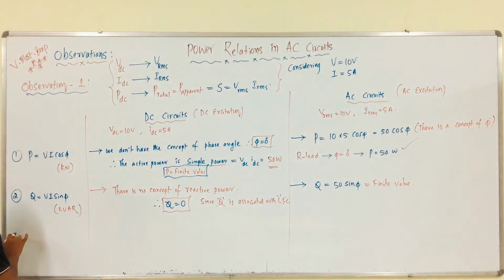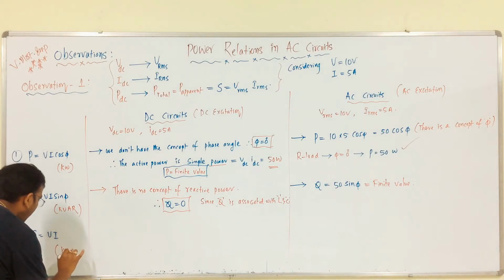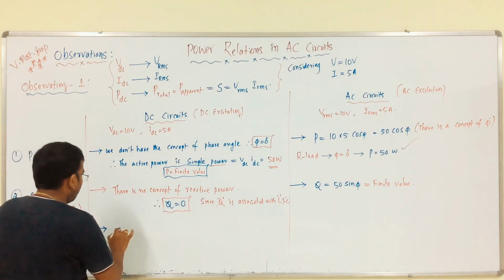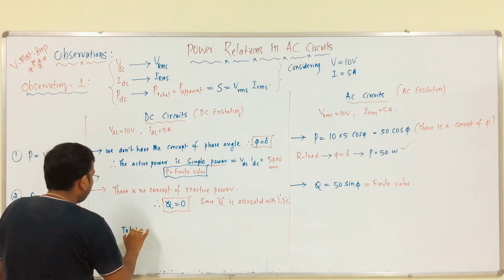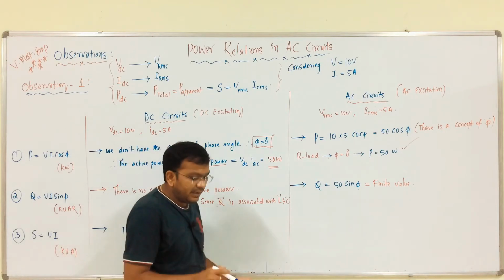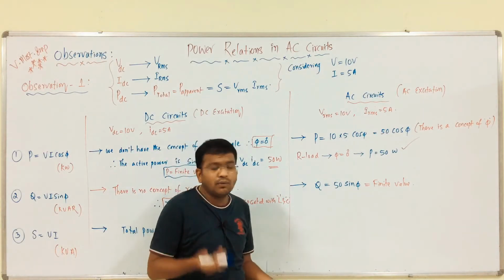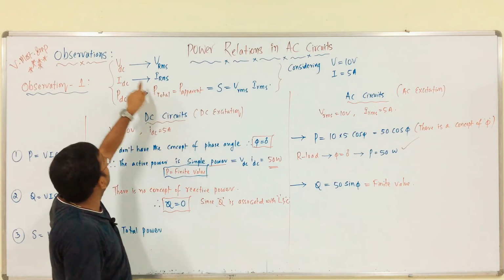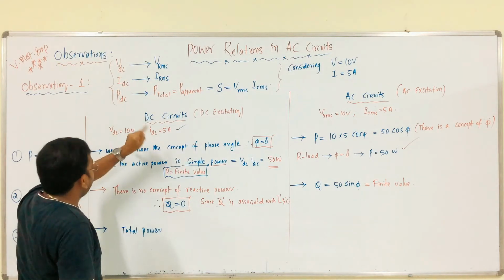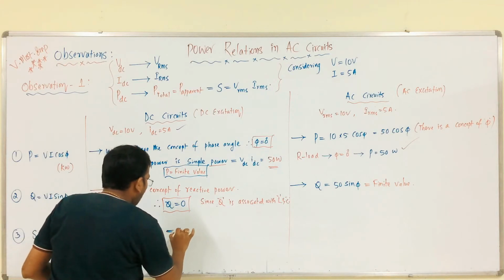Next, third, S is equal to VI. Units are what? Kilovolt ampere. That is it. So, from this, total power, right? Our expectation is what? If voltage and current is there, power is nothing but what? Voltage into current. So, in this case, VDC, IDC is there, that is 10 and 5, 50. Therefore, total power is equal to apparent power only.